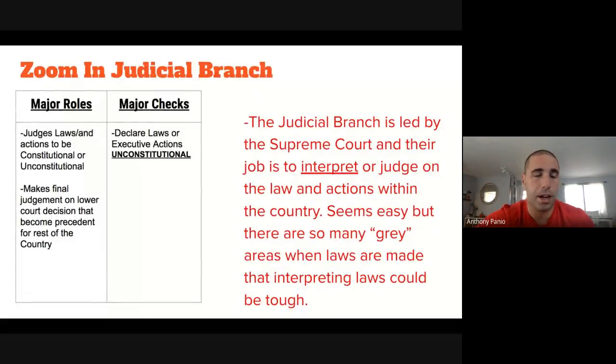Now, what I'm going to say is a little confusing. Originally, the intention was for only the judicial branch to judge laws to be constitutional or not. They had very little check on the executive branch, and that will change over time. So I'll come back to this a little bit later on when we get to Unit 2.